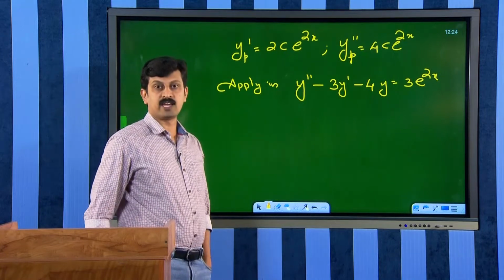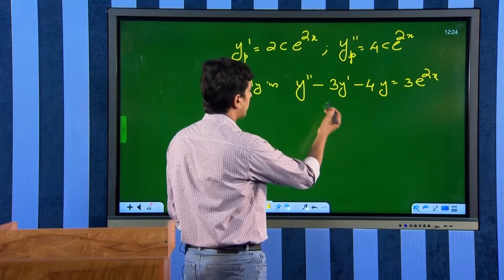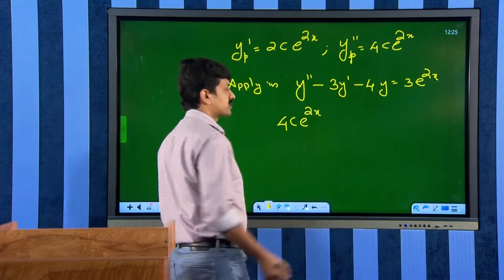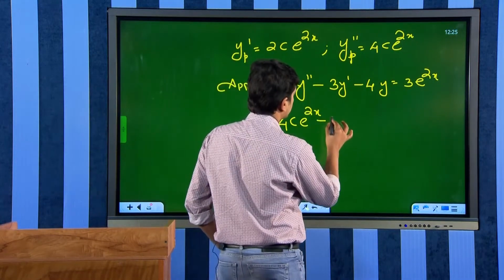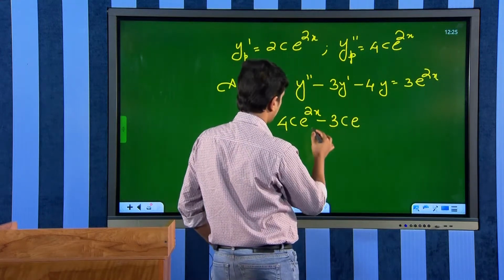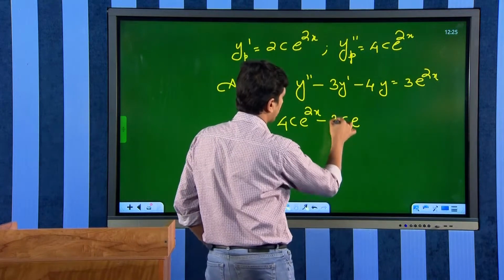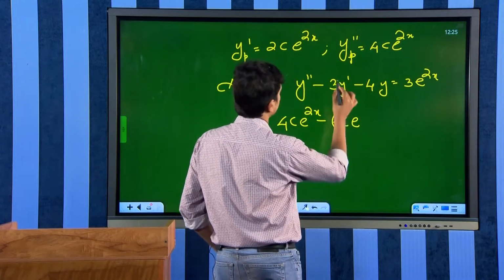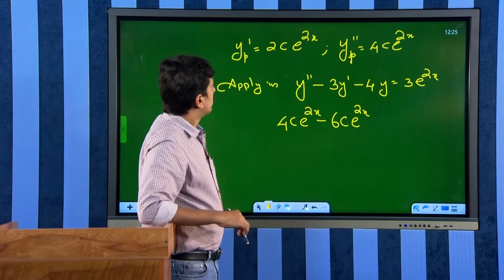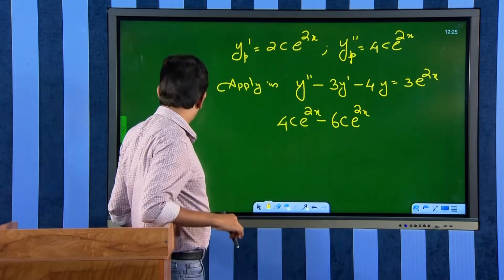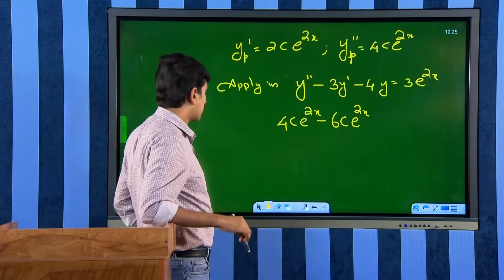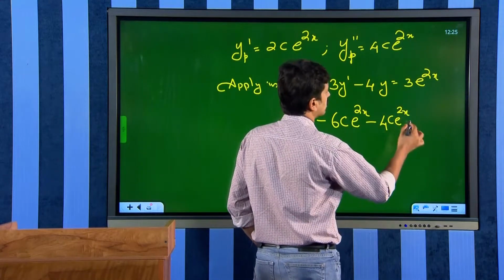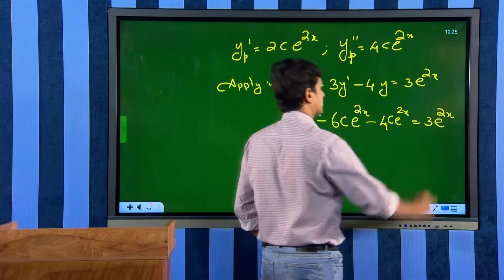Okay. Fine, we will apply yp double dash, that is equal to 4c e raised to 2x, minus 3 into yp dash, that is 3 into 2, minus 6c e raised to 2x, minus 4 into yp, which is c e raised to 2x, minus 4c e raised to 2x, is equal to 3 e raised to 2x.